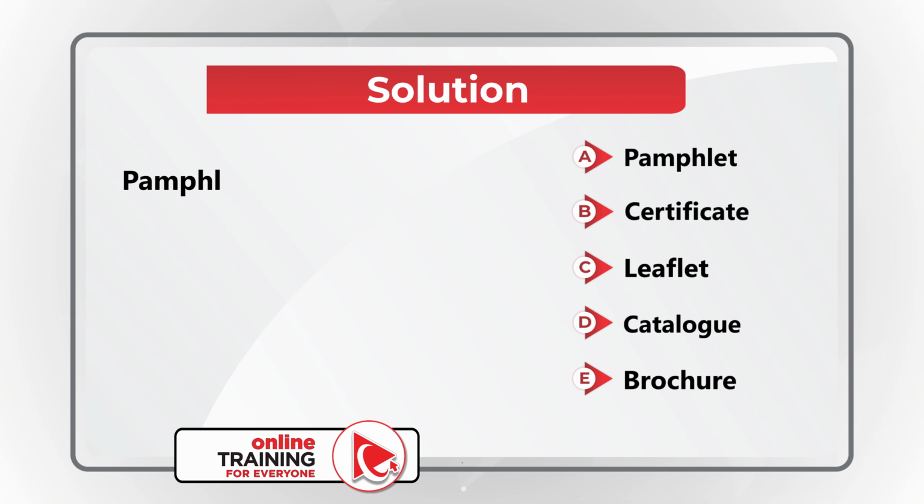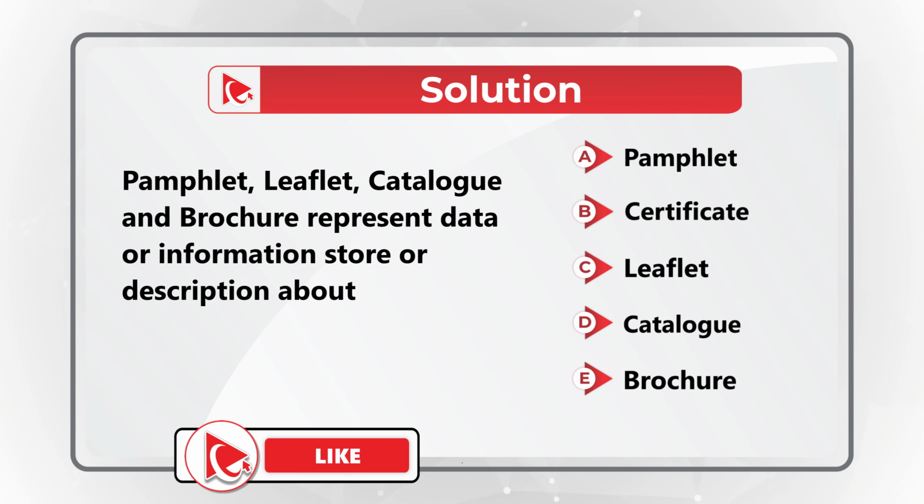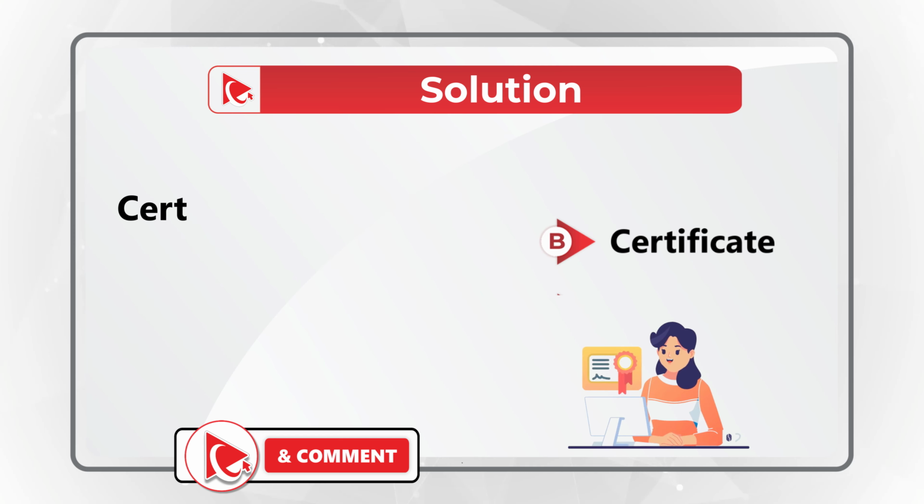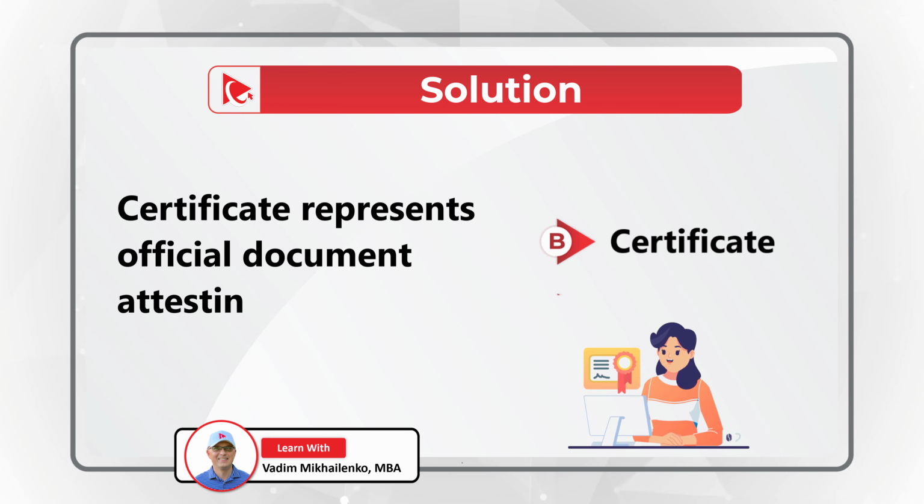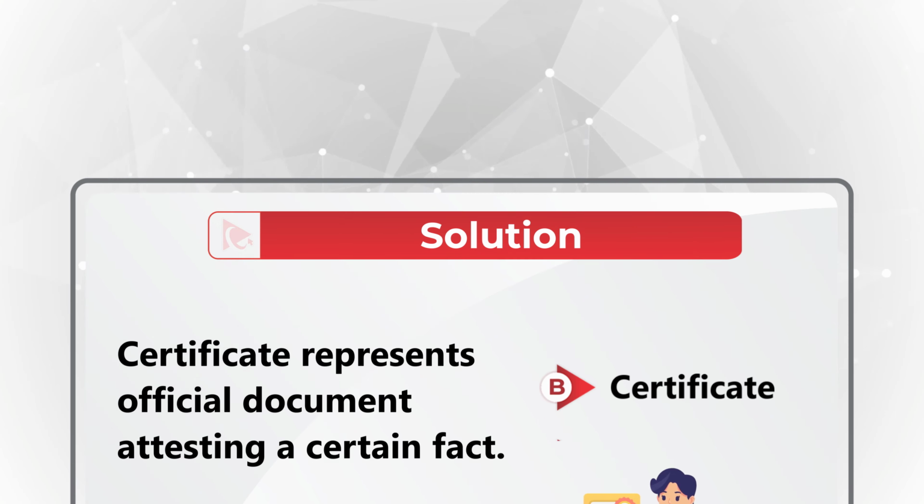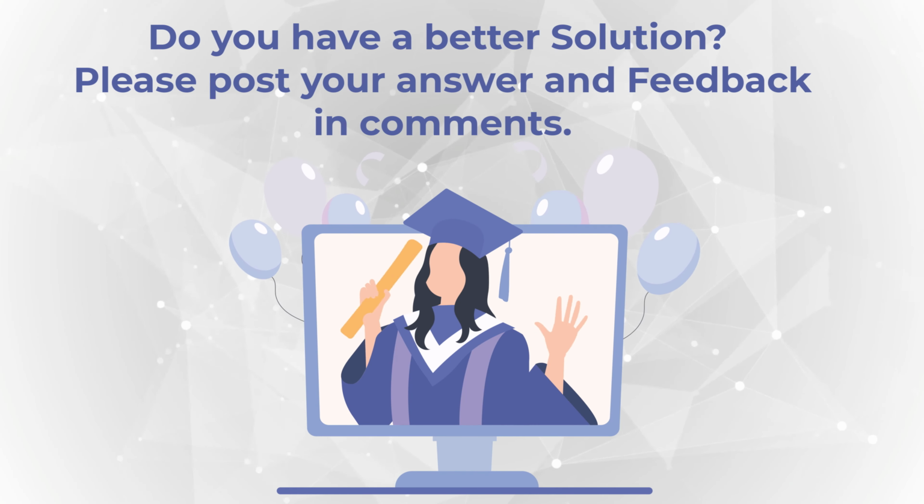You probably figured it out, but all items here represent information stored or description about the single or multiple subjects, with the exception of the word certificate. Certificate represents an official document attesting a certain fact. Hopefully you've nailed this question and now know how to answer similar problems on the test.